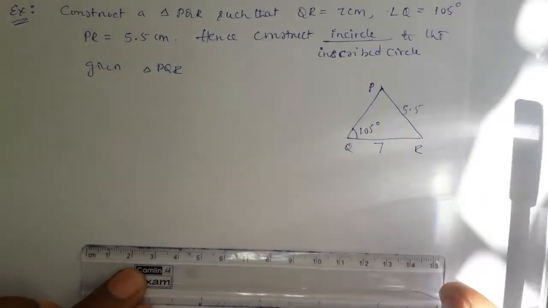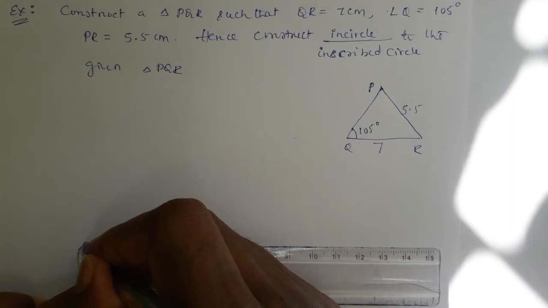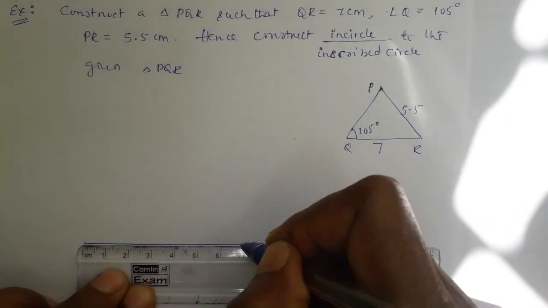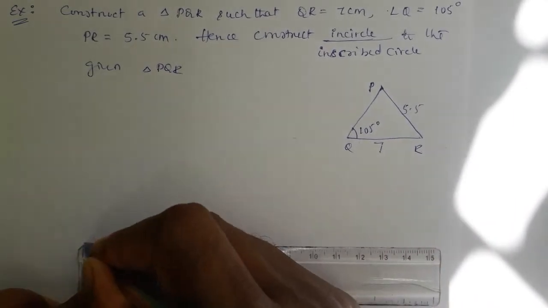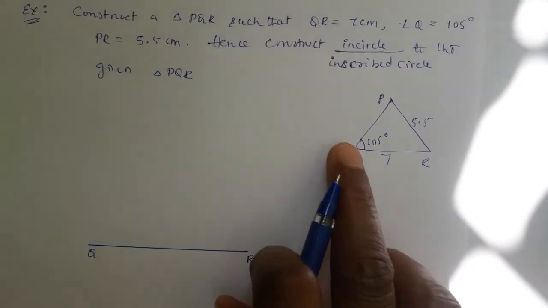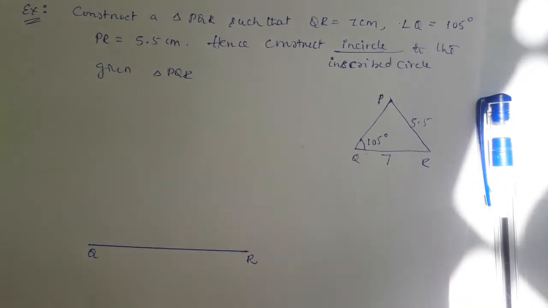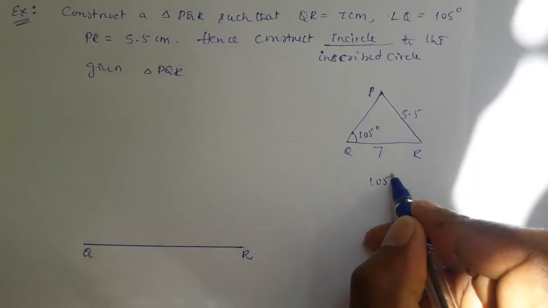First is construction of the triangle. QR is 7. So we'll mark 7 centimeter first. So 7 centimeter is over. After 7 centimeter, please mark QR there. Which length is given here? Base length. That will mark. Next we go to 105 degree. 105 degree we won't get directly.